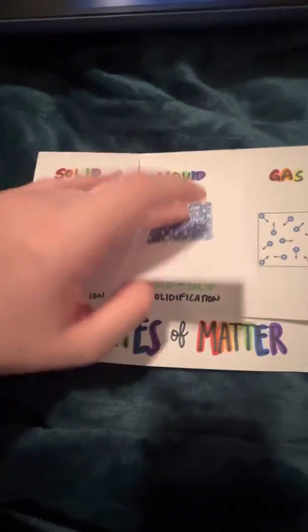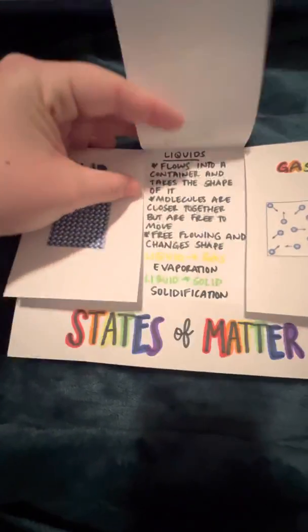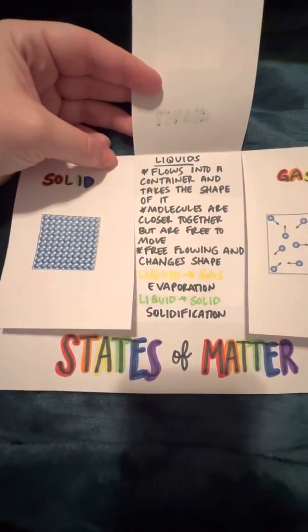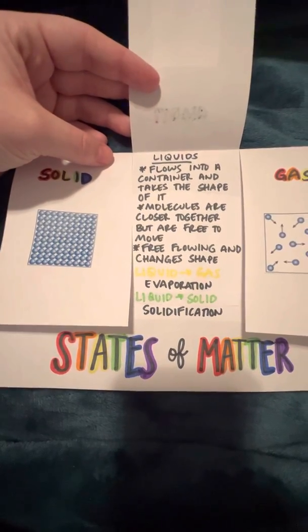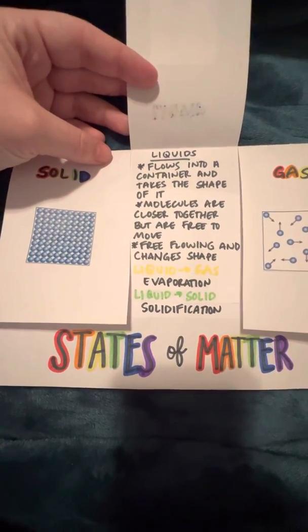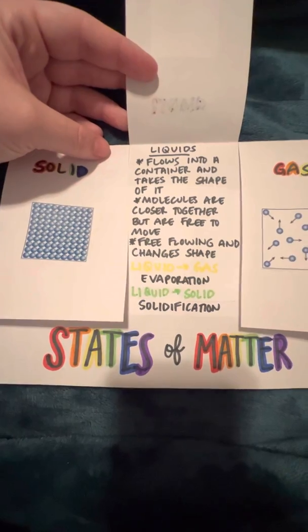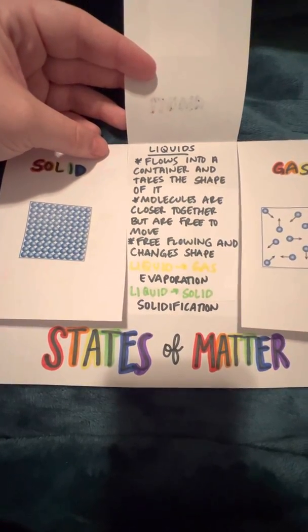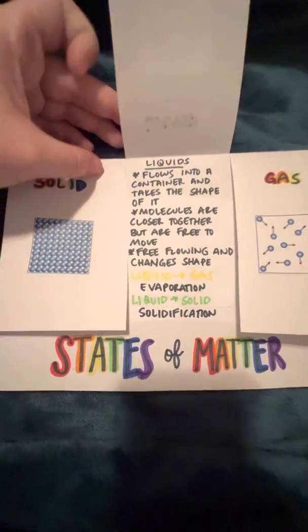And then for liquid, I wrote flows into a container and takes the shape of it. Molecules are closer together but are free to move, free flowing, and changes shape. Then we have liquid to gas, which is evaporation, and then liquid to solid, which is solidification.